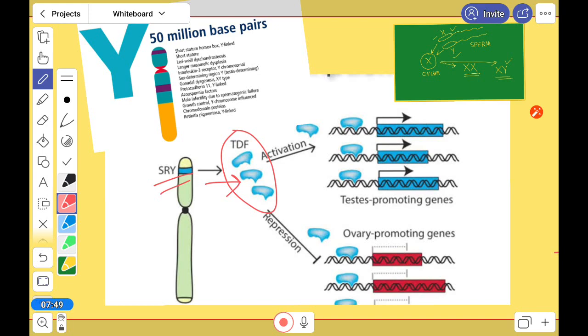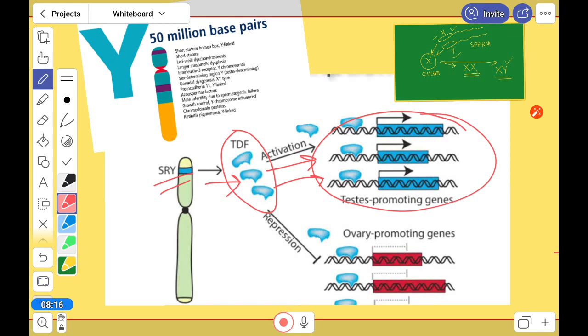And MIF, Mullerian inhibitory factor. These two are responsible for the formation of the testis and male characters. If these are activated, they can form the testis promoting genes. Otherwise, if the SRY gene fails, it means the absence of the Y chromosome.